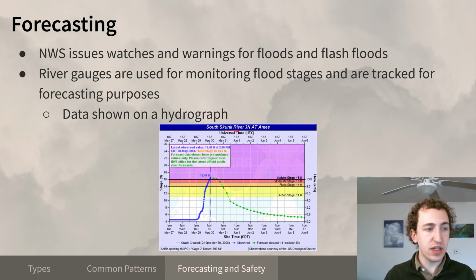So this is actually the South Skunk River near Ames, and it's going into a major flood stage right above where the record is. This is back from 2008. You can see how it's been observed to climb up to where they anticipate it being, and how it is expected to decay back from right here in major flood stage down to typical levels.